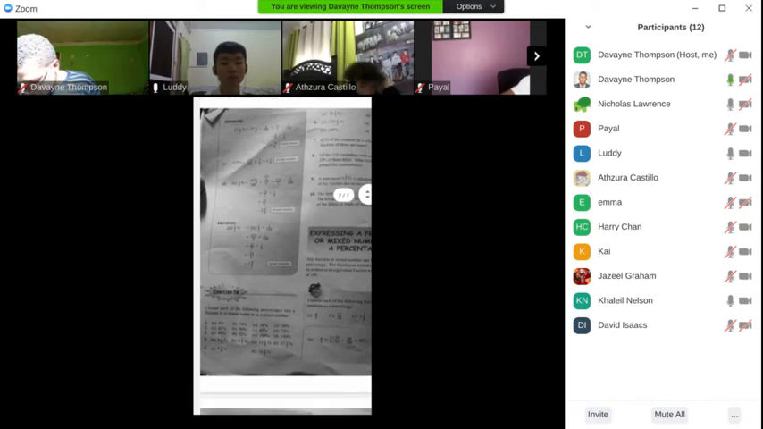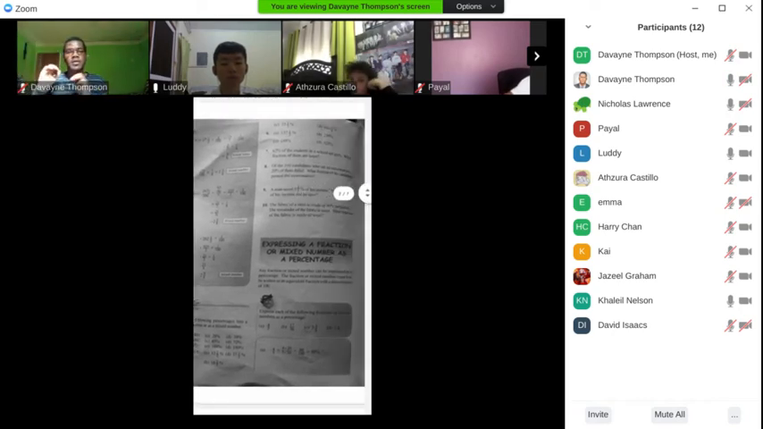All right. So the next step now that we want to do, we've completed expressing percentages as fractions. Now we're going to do the opposite. We're going to now express a fraction as a percentage, such as 2 divided by 8. How would that be represented as a percentage?